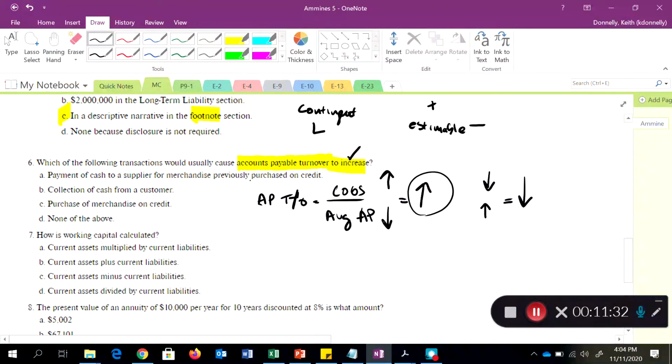Well, when we look at these facts here, what it's going to be is A, payment of cash to a supplier from a merchandiser previously purchased on credit. So what they're saying here is in A, what we're doing is we just paid an account payable off. We're reducing our accounts payable. We're paying off our credit card bill, right? That's kind of the equivalent of it. When we reduce our accounts payable, we increase the accounts payable turnover ratio.